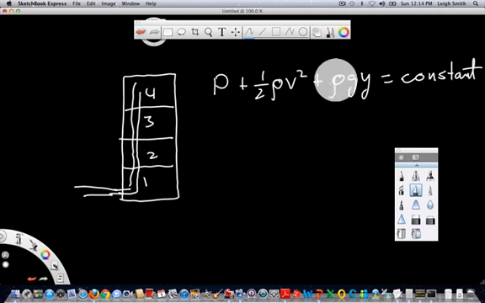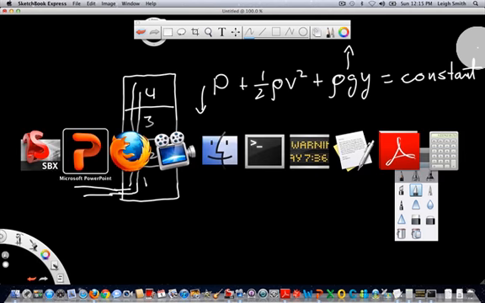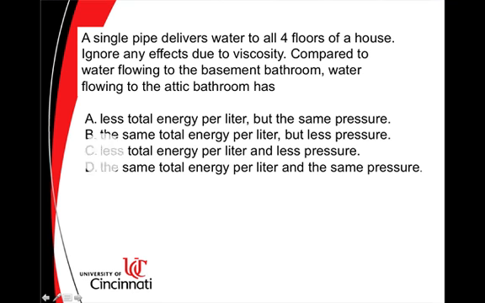And so everything else being equal, as the gravitational potential energy goes up, the pressure potential energy has to decrease in order to compensate. At every point, the total energy contained per unit volume is essentially a constant because there are no losses. So in this case, it has the same total energy per liter, but less pressure as you go up into the upper floors. If you get to the 4th floor, the attic, you have less pressure, but the same total energy per liter.